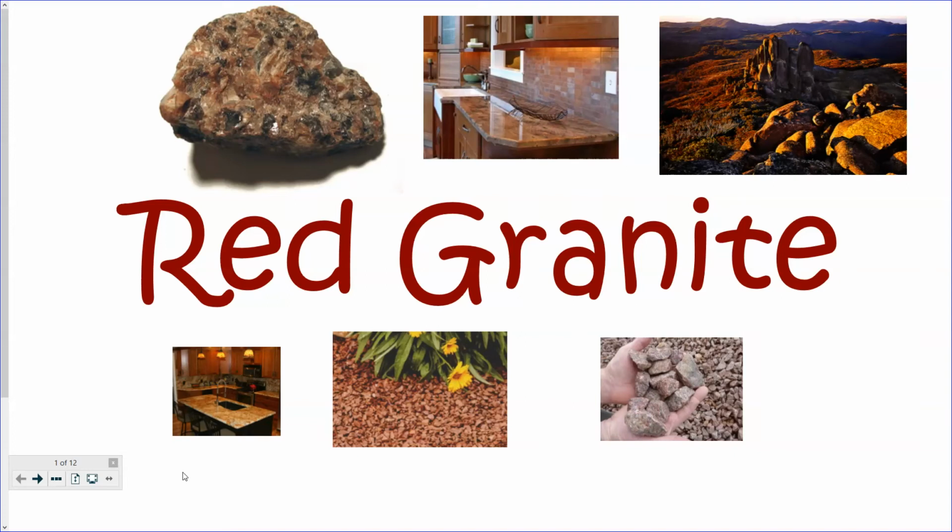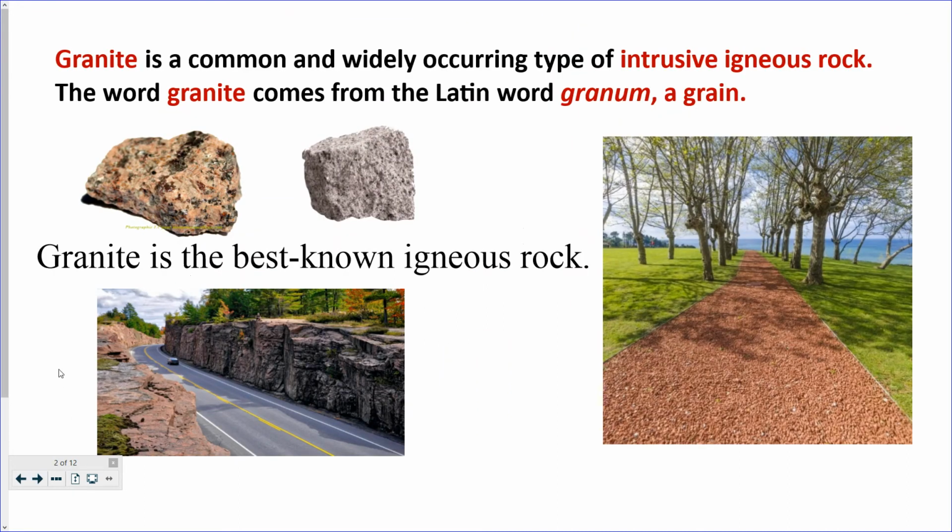All right, the first rock we're going to discuss is red granite. Now, granite is very common and widely used, and it's an intrusive igneous rock. The word granite comes from Latin, from granum, which means grain, because the little different minerals in there look like grains or seeds. It's one of the best known igneous rocks. You can see it all over in landscaping and in outcrops when you drive through roads.